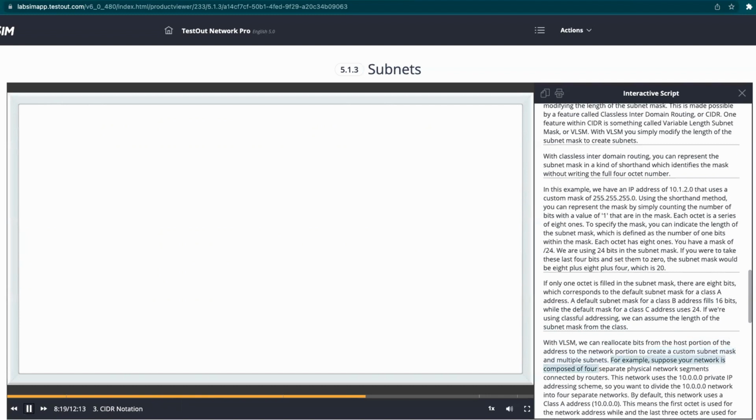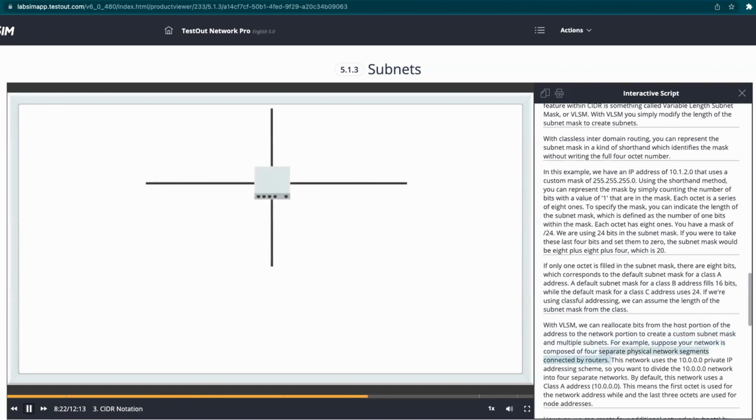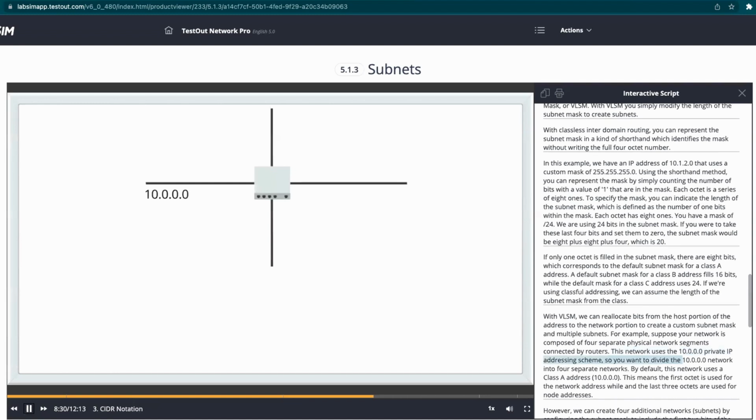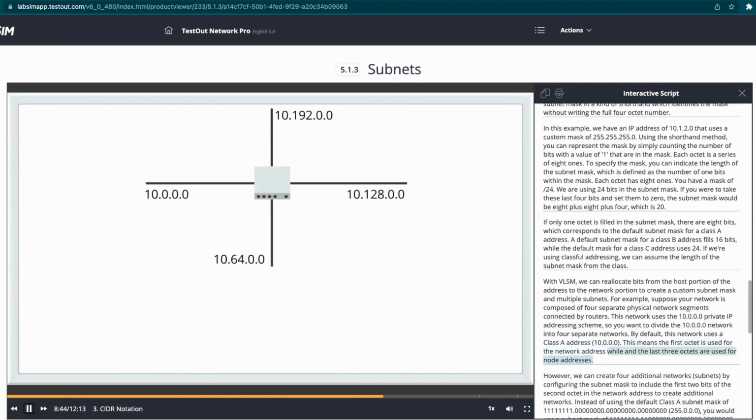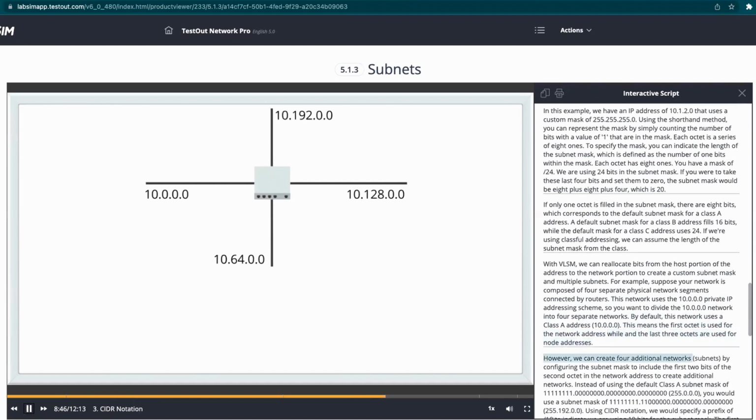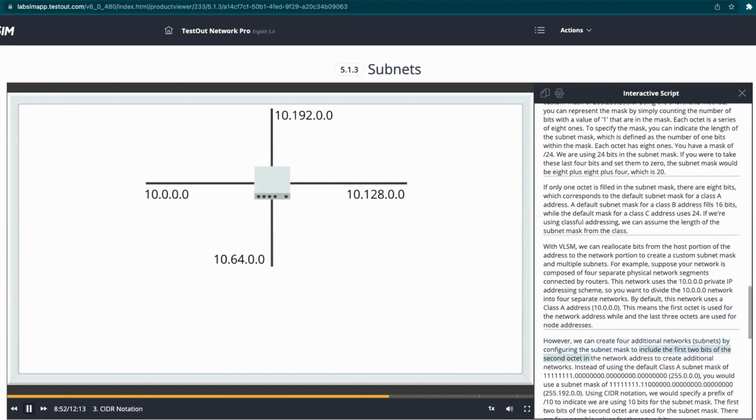For example, suppose your network is composed of 4 separate physical network segments connected by routers. This network uses the 10.0.0.0 private IP addressing scheme, so you want to divide the 10.0.0.0 network into 4 separate networks. By default, this network uses a Class A address. This means the first octet is used for the network address, while the last 3 octets are used for node addresses. However, we can create 4 additional networks, or subnets, by configuring the subnet mask to include the first 2 bits of the second octet in the network address to create additional networks.